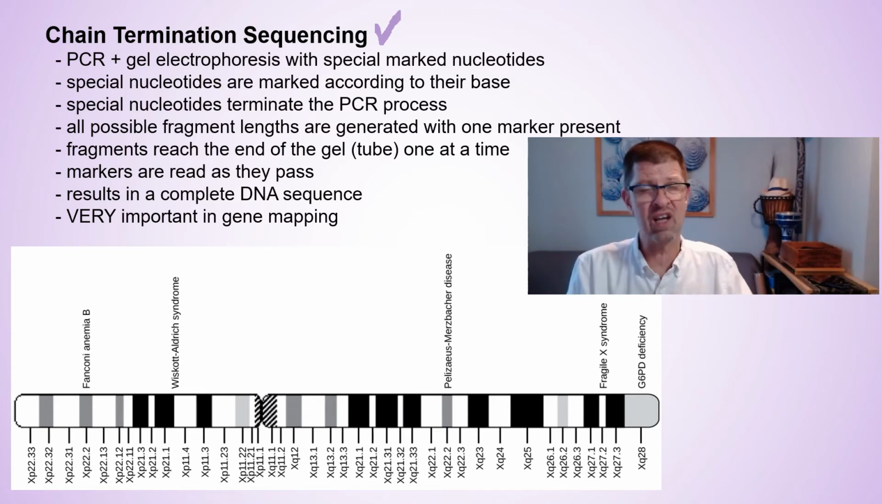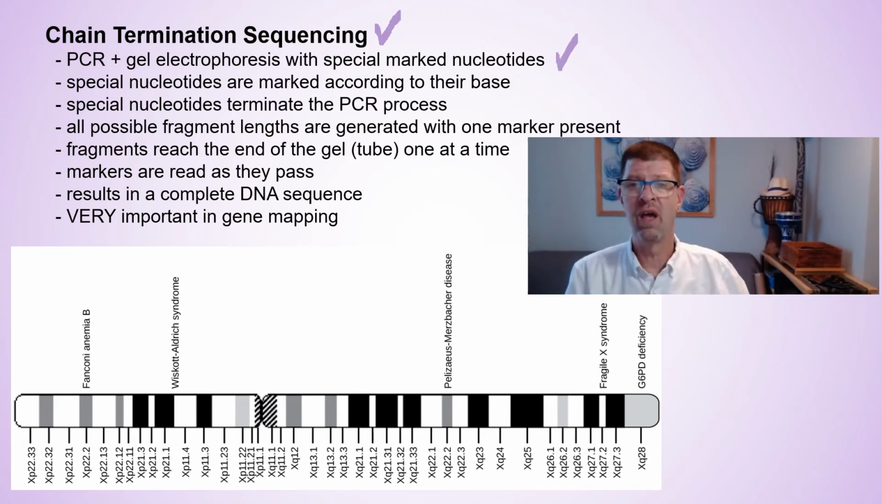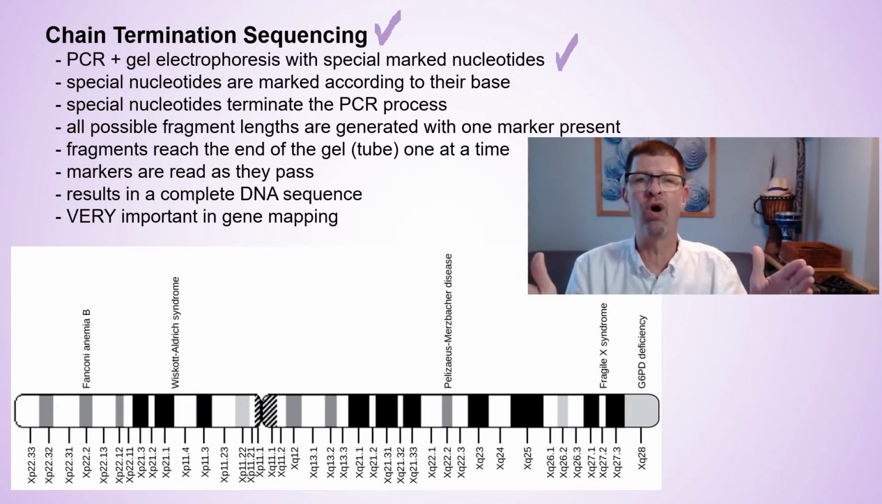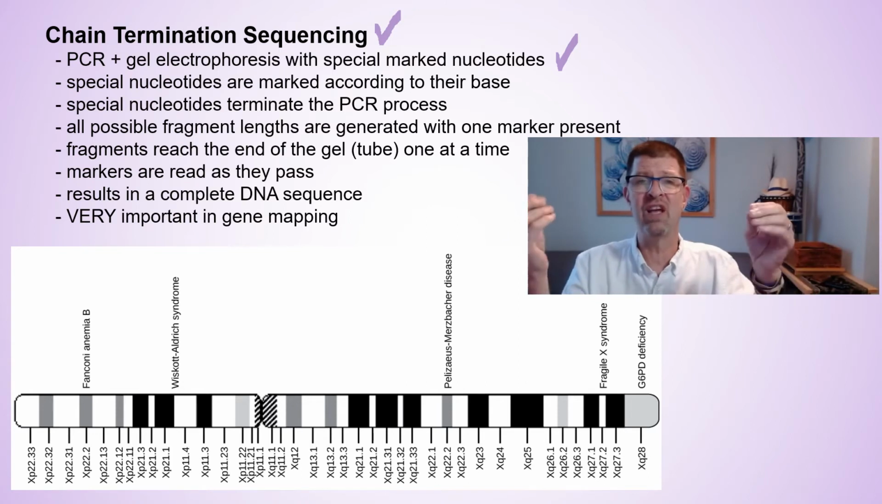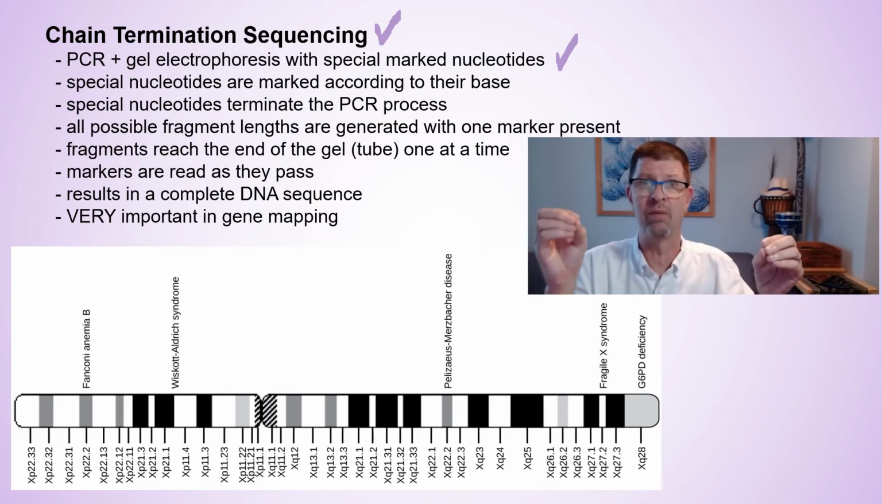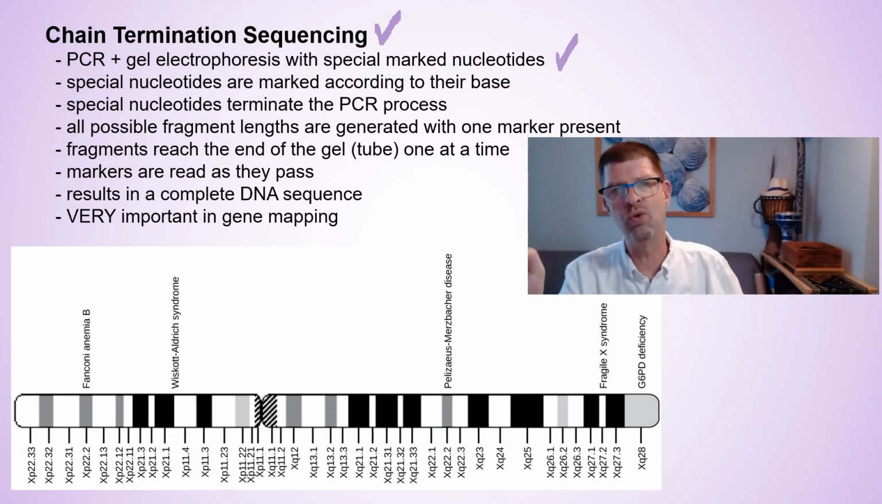So it's really just a combination of some of the other techniques we've been doing. We use PCR, we use gel electrophoresis, but we break up the strands that we have into all of the possible lengths, every possible length. And so that includes, if I have a piece of DNA that's 10 nucleotides long, I'm going to have some pieces that are 9 nucleotides, some that are 8, some that are 7, some that are 6. We have all possible lengths, and we put markers on the last nucleotide.